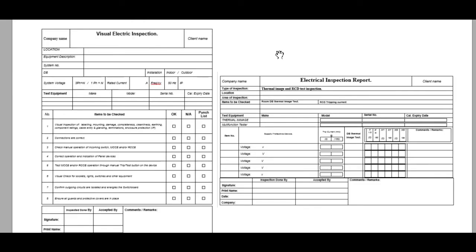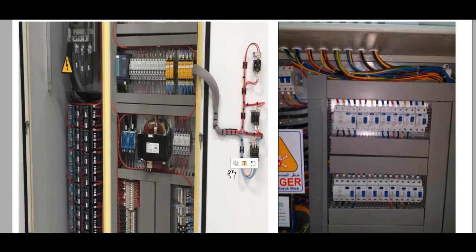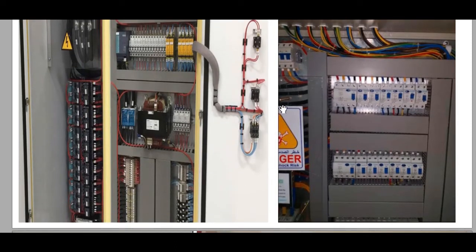So, in case we are going to make the visual electrical inspection without RCD test or without thermal image, we just use this ITR or inspection test report. While if we have an RCD test or thermal image scan, we can also use this form. So in any case, for the electrical inspection, during this inspection we open the main door of the distribution board and we check all the visual items. We don't touch anything.